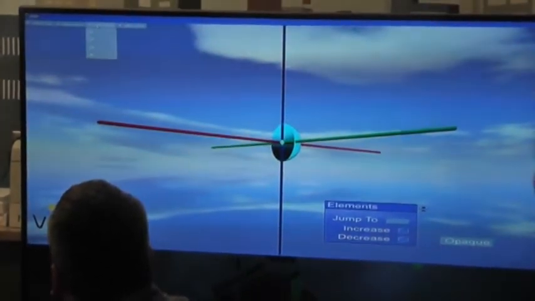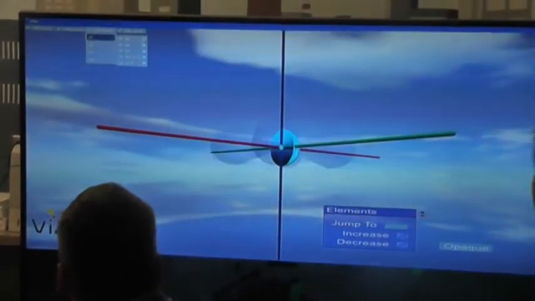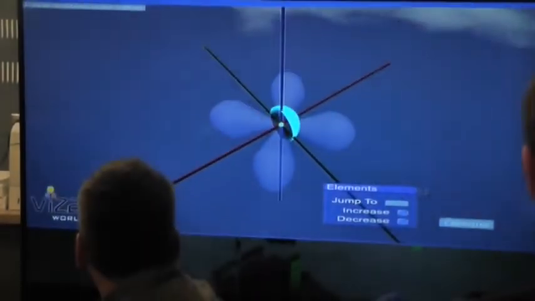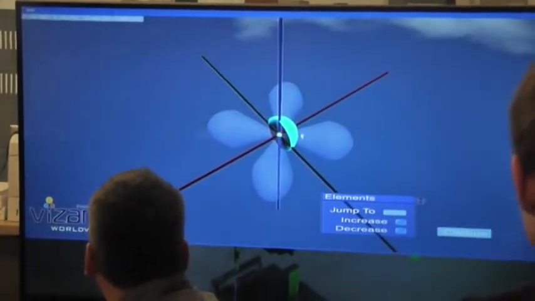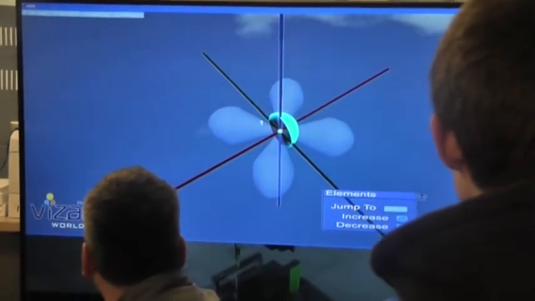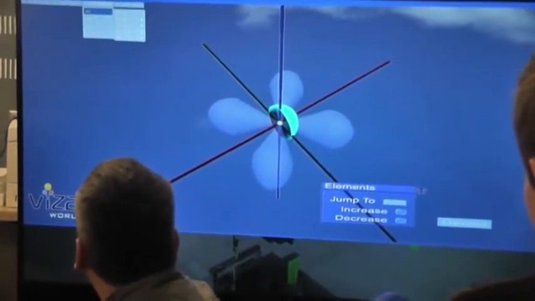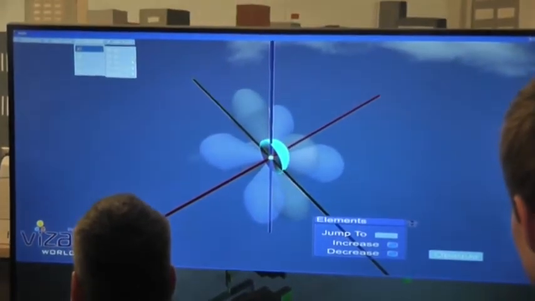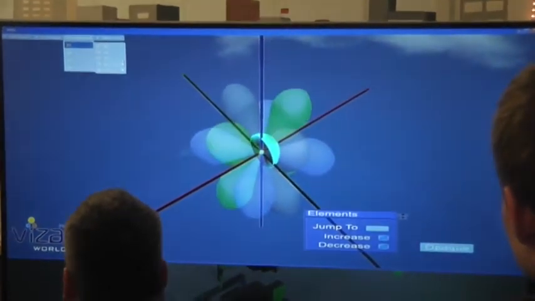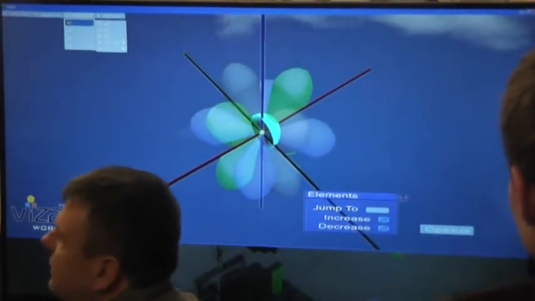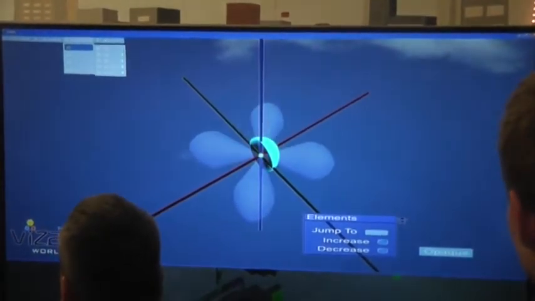Now the d's are in between the p's. So this is the first d. You can tell because the p's were along the axis. This is the area in between it. So you've got the d's here, the d's there, the d's there. So those are the easy ones. Those are the easy d's.